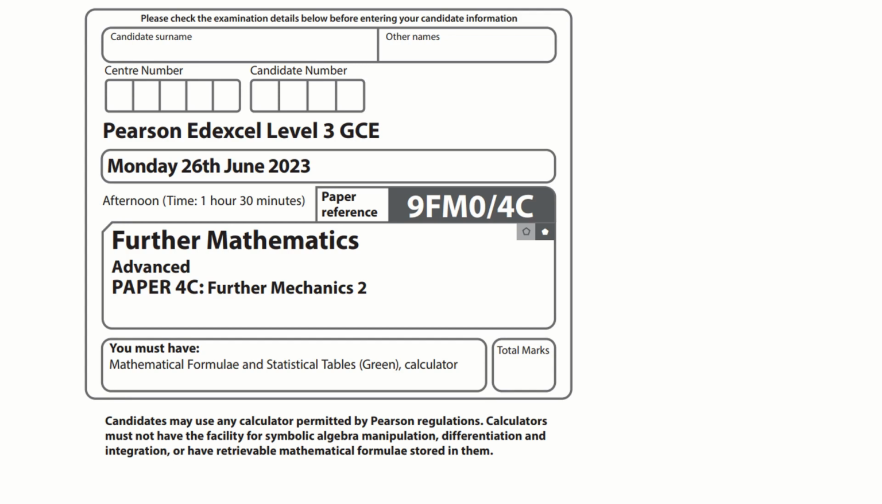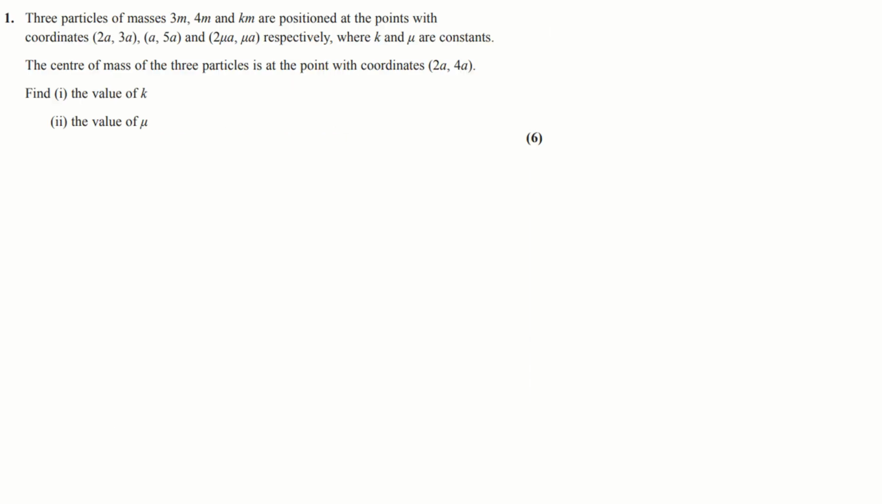This is FM2 Further Mechanics 2 from 2023. Let's go into question 1 here.